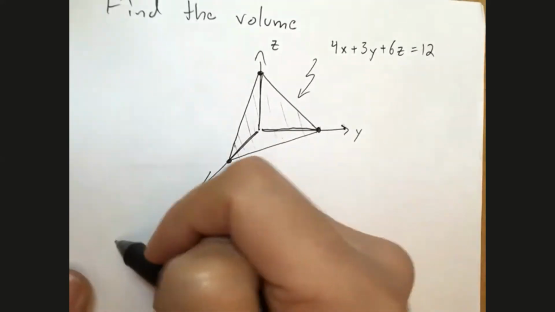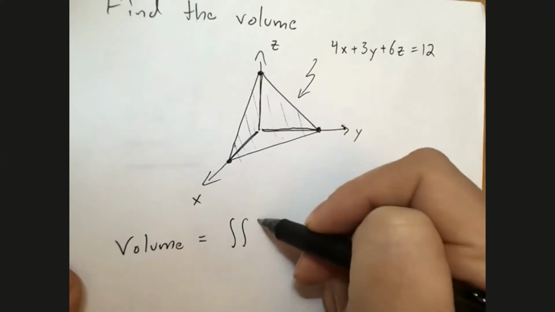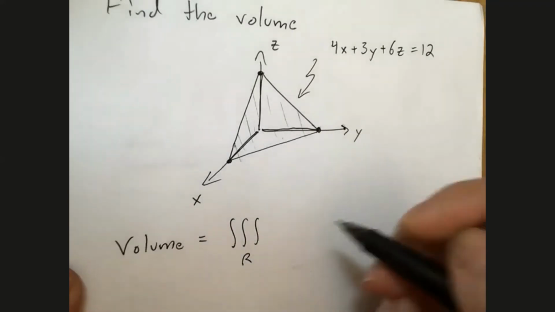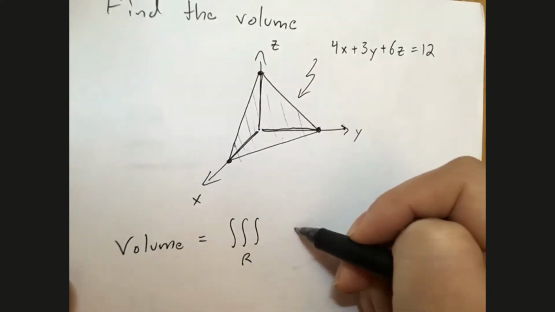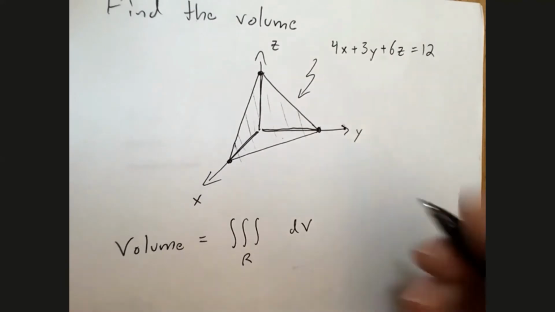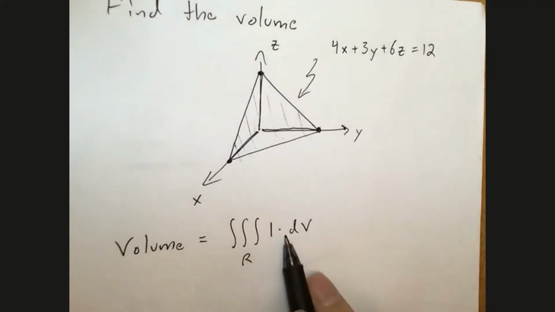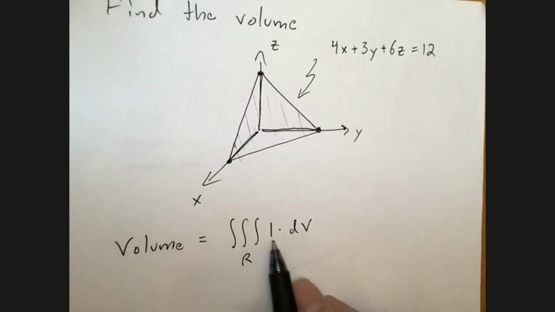Well, volume is obtained by integrating a triple integral over the region. What would I integrate? Well, remember how we did area, we just integrated the function 1. So to find volume, you just integrate the function 1. And that should make sense, because if you integrate dV, you should get V. If you sum up all the tiny little volumes, you should end up with the total volume. That's what we're doing. So this is all we have to do. Our function is just 1.